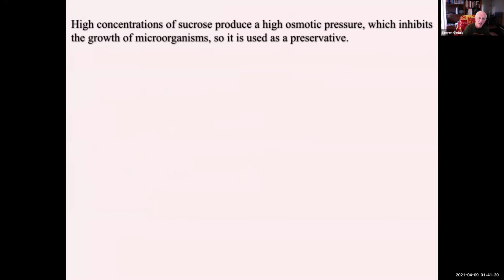A high concentration of sucrose produces a high osmotic pressure, which inhibits the growth of microorganisms. So we use it as a preservative. We get a high concentration of sugar. It creates a high osmotic pressure because it's polar and it draws water molecules towards it. So it produces a large osmotic pressure. It's widely used as a sweetener. That's what we use it for.